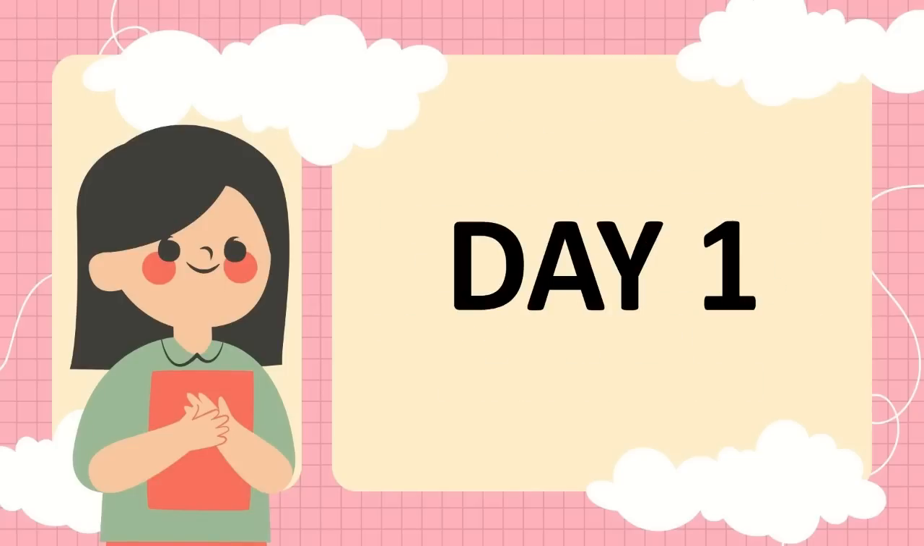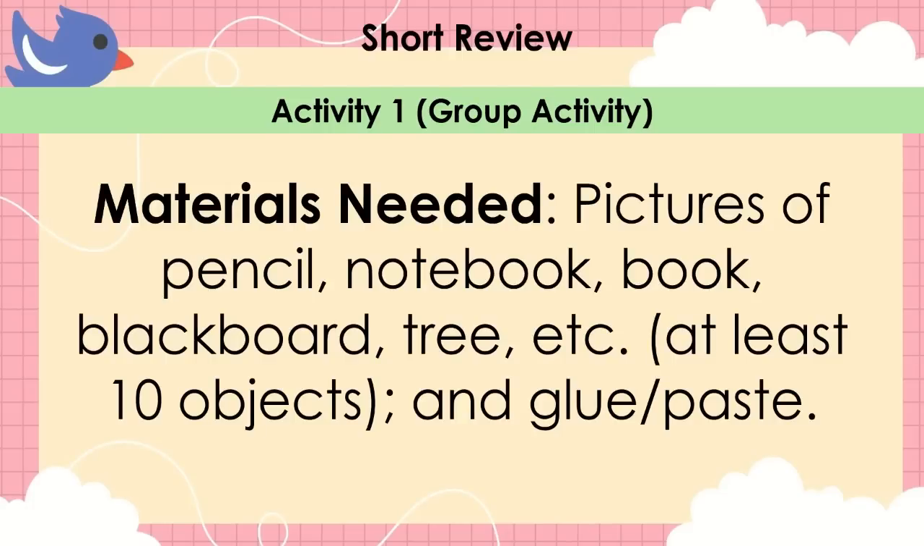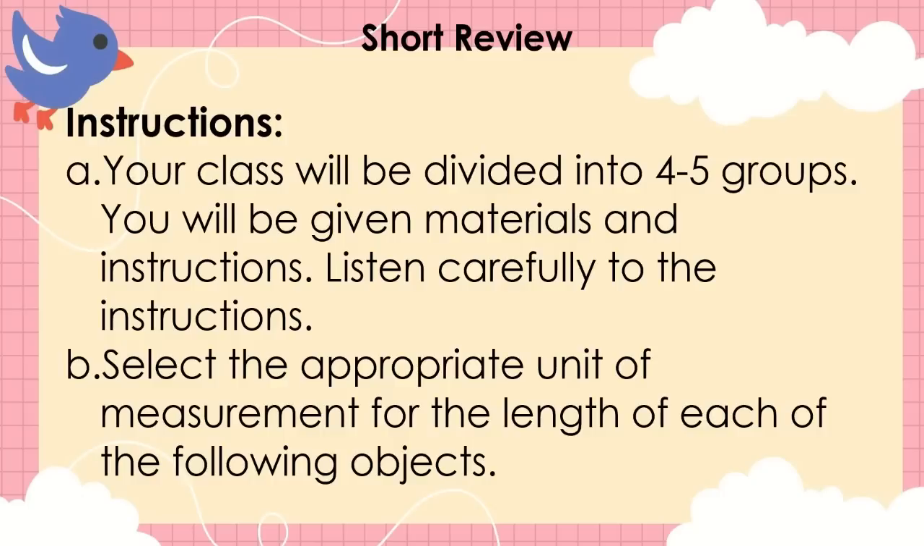For day 1, for the short review, let's have activity 1 or group activity. Here are the materials needed: pictures of pencil, notebook, book, blackboard, tree, etc., at least 10 objects, and glue or paste. Instructions: your class will be divided into 4 to 5 groups. You will be given materials and instructions.